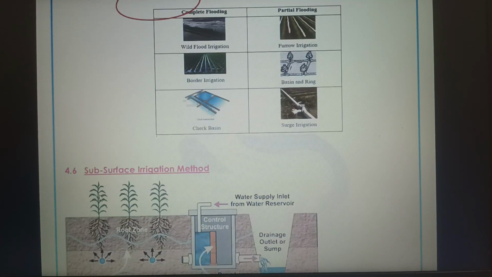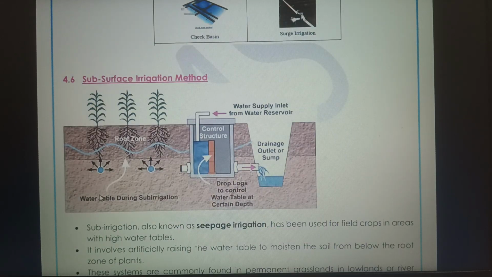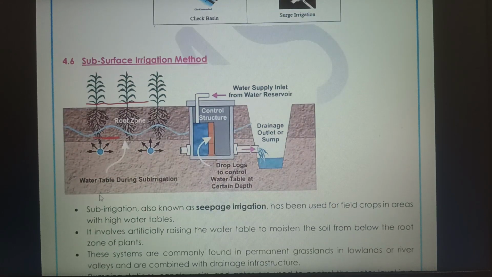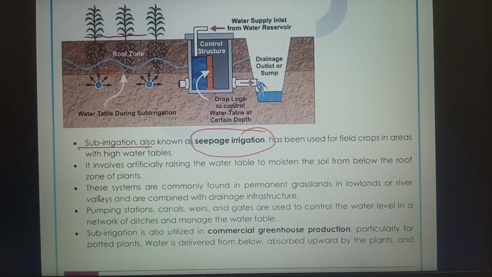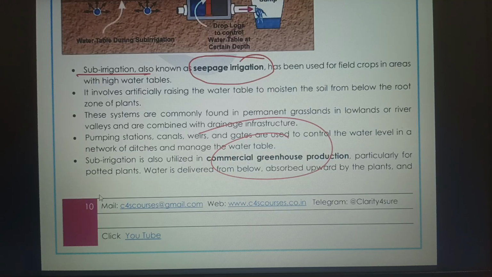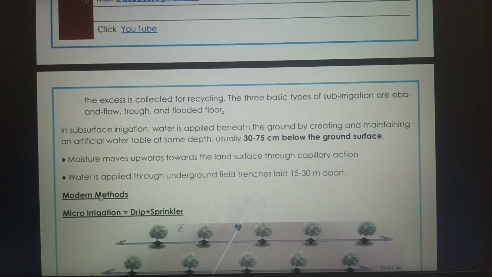Now coming on to subsurface irrigation, as I told you, the water will not flow on the surface here, the water will flow below the ground. So this is also known as seepage irrigation. They can ask you a very simple question: which of the following irrigation methods is also called seepage irrigation? So sub irrigation method is also called seepage irrigation, which is used in greenhouse cultivation, right.